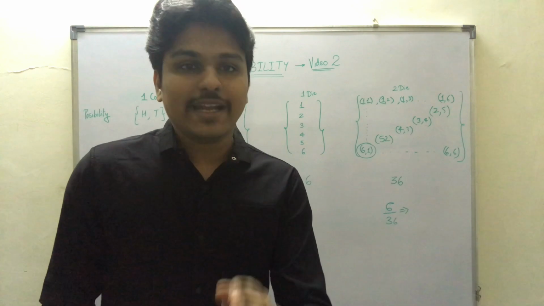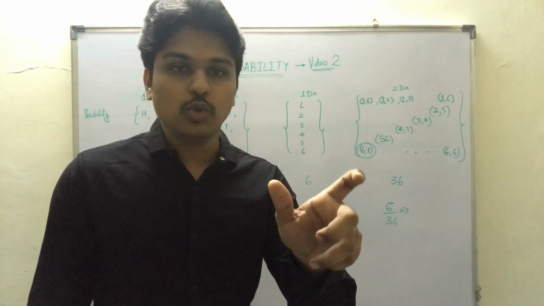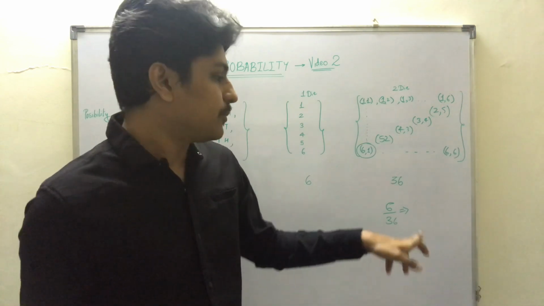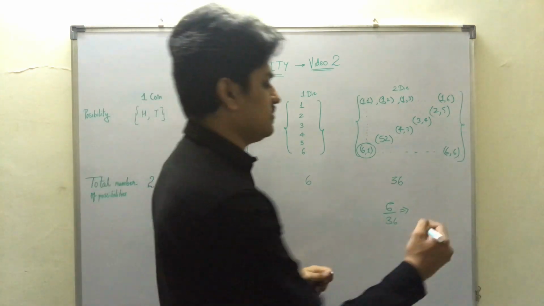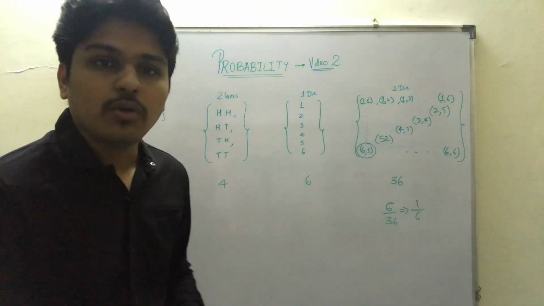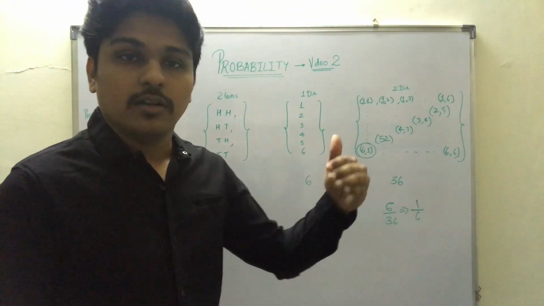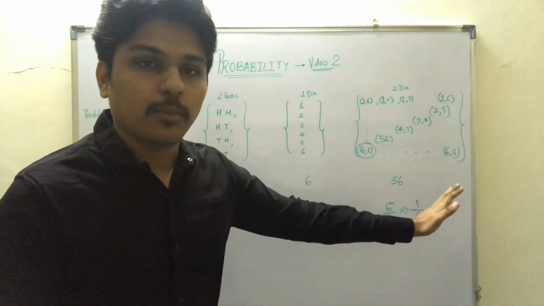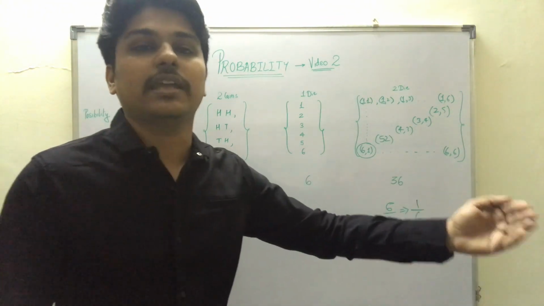So if I want the addition of the 2 numbers on the dice to be 7, I'll have the probability of 6 over 36, which is 1 by 6. That's how you understand and solve probabilities. The most important part is to know the total number of possibilities, and then you go for the event possibility.